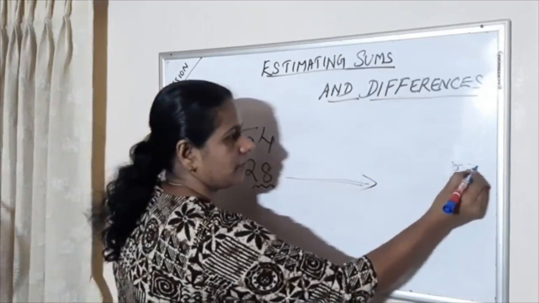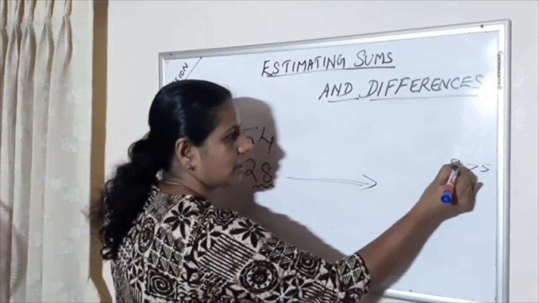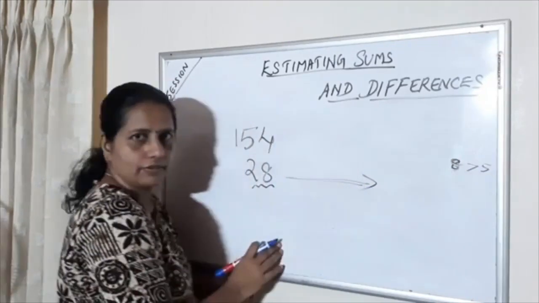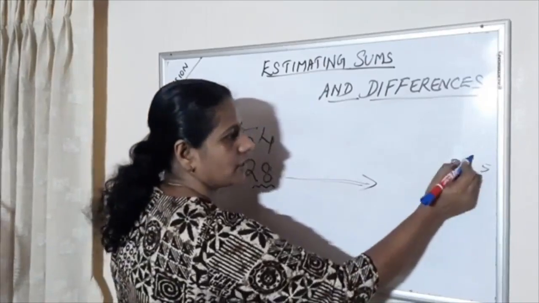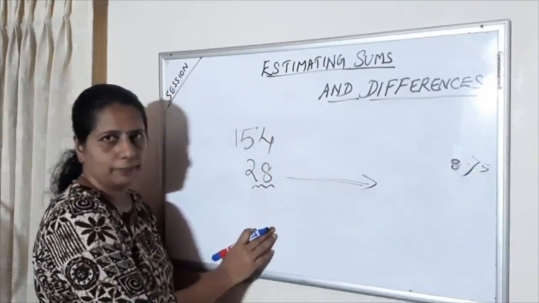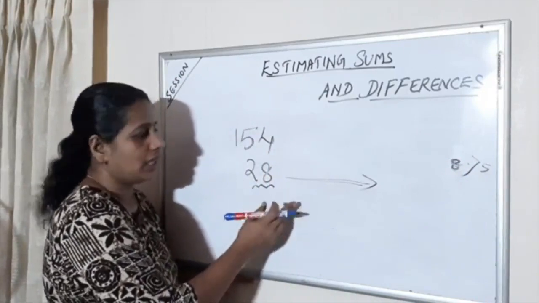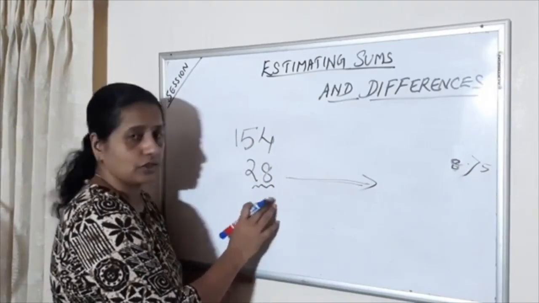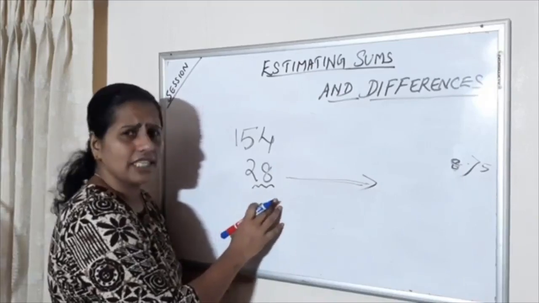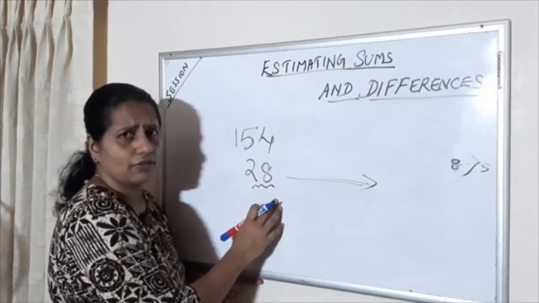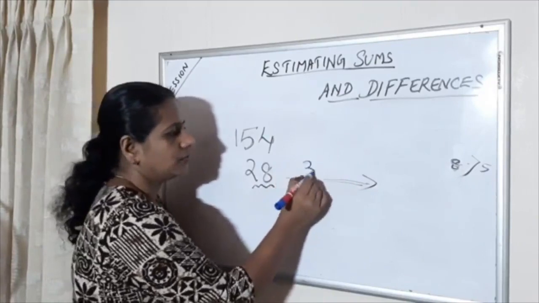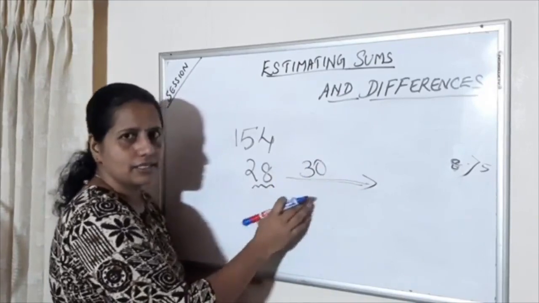8 is greater than 5, so we are rounding up the given number. So after 28, the next multiple of 10 is 30. So the estimated number is 30.